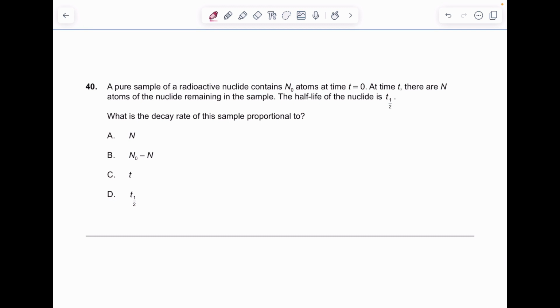And lastly, question 40. A radioactive sample contains n0 atoms at time 0. At time t, there are n atoms remaining. Half-life is t half. What is the decay rate of this sample proportional to? So the decay rate is the activity A.